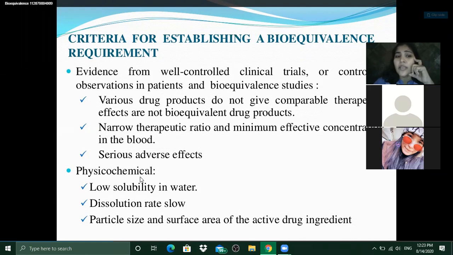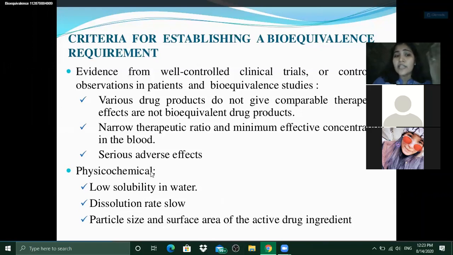Then, evidence from well-controlled trials: if you still see all of this, that means you still have a serious adverse event, you still have non-comparable data, or a narrow therapeutic ratio or minimum effective concentration in the blood, then you will have to establish a bioequivalence requirement in such a way that you can target all these points and get at least some data which will eliminate these side effects. Side effects, in the sense of the drawbacks of the study.